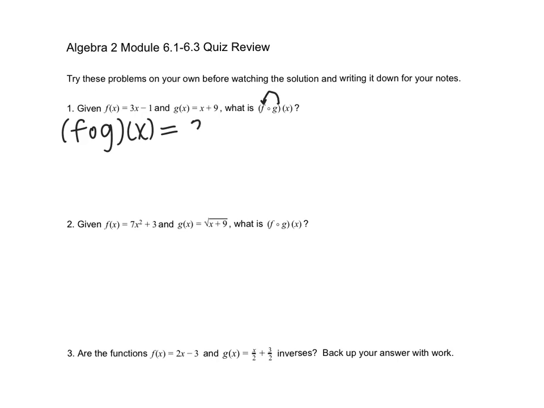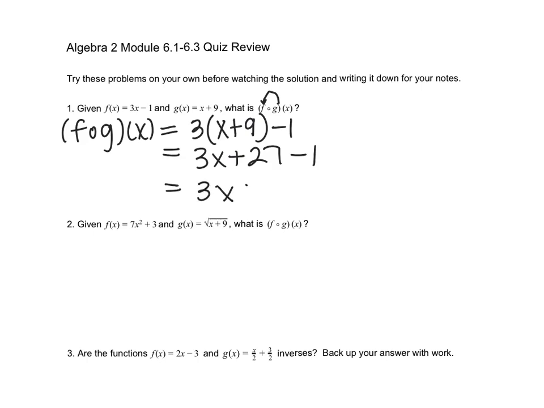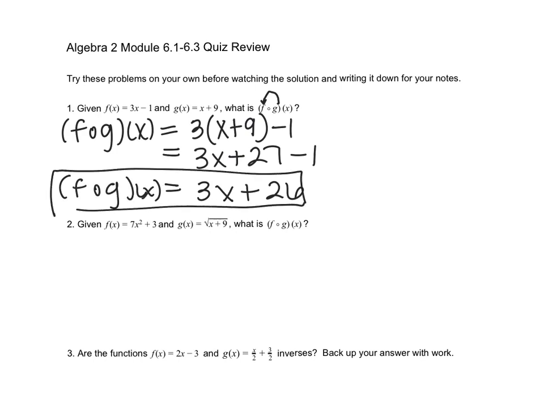So f starts off with 3, then x, which we're going to put in parentheses, x plus 9. Then we still have our minus 1 on the outside. Now we're going to distribute the 3 into the parentheses, so we get 3x plus 27. Then we still have our minus 1. And after combining like terms, we get 3x plus 26, which is our final answer.